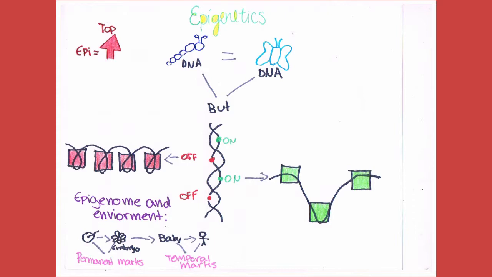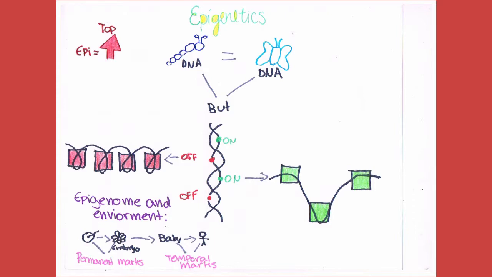That's what epi means. It is a set of molecular switches that turn genes on and off. Acetyl groups turn on and methyl groups turn off. We have the same DNA in all the cells in our body.